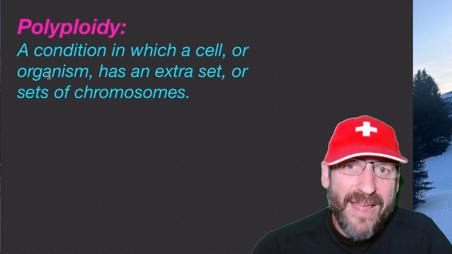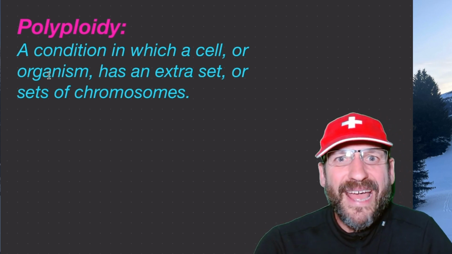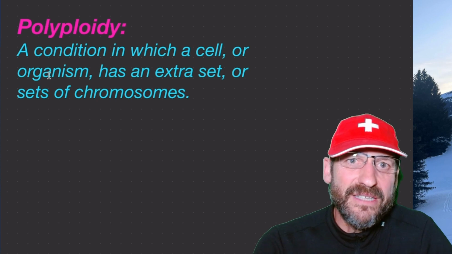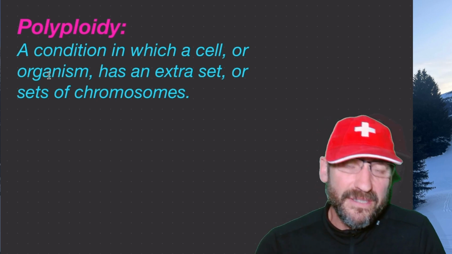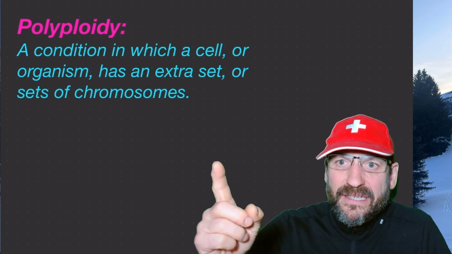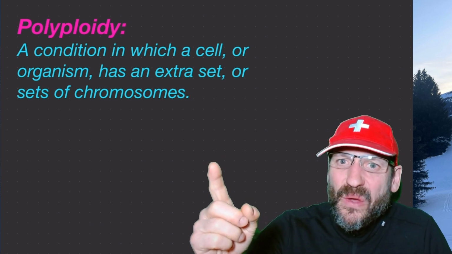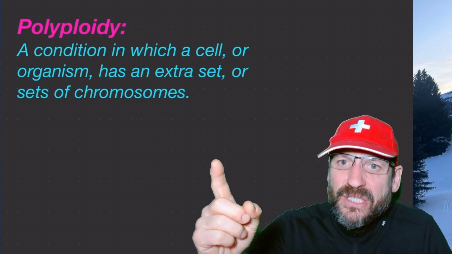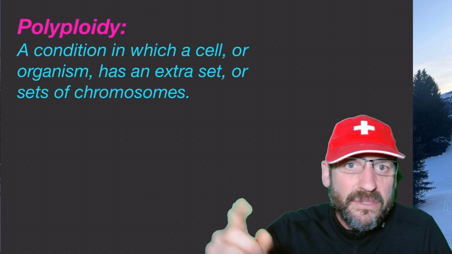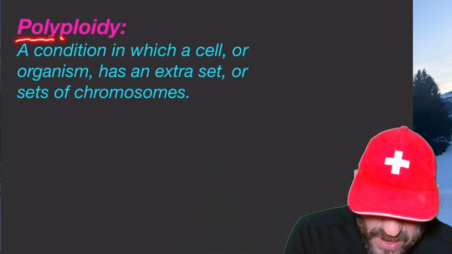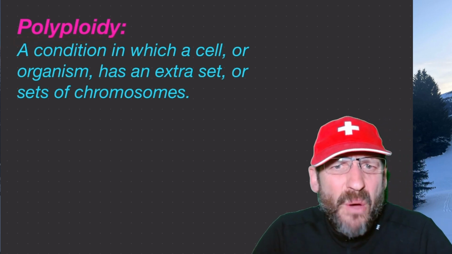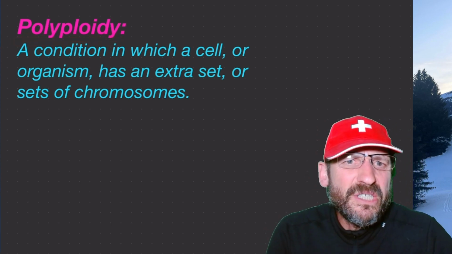Polyploidy is a prime example. Picture a plant cell that accidentally ends up with too many chromosomes because of a hiccup in meiosis. Polyploidy is a condition in which a cell or organism has an extra set or sets of chromosomes. Poly means many, and ploidy is the number of sets of chromosomes in a cell.